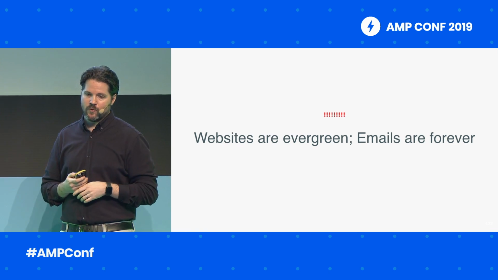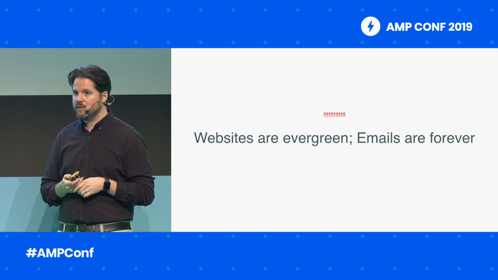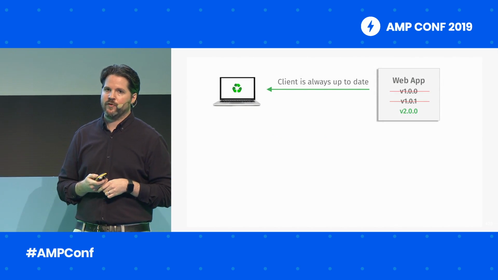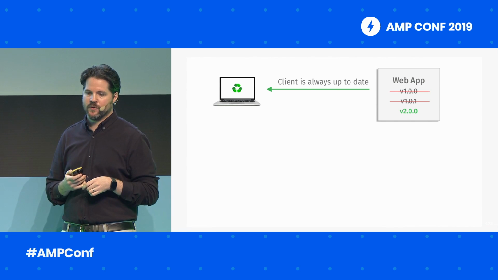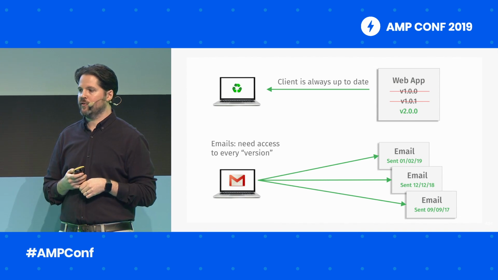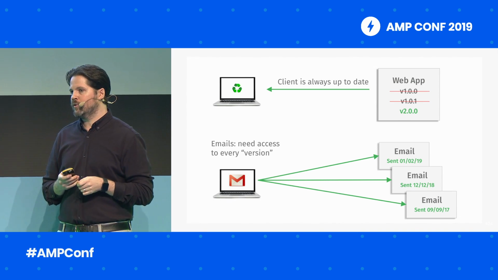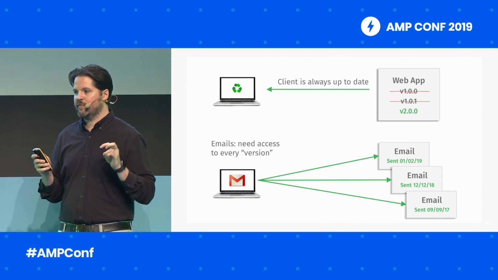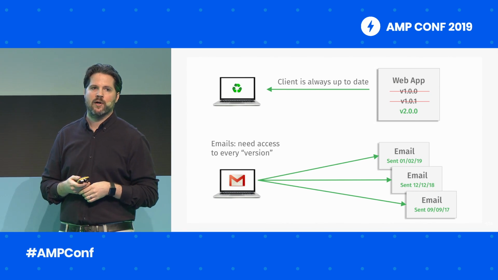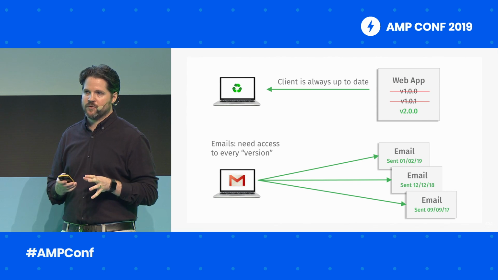Next topic is an important one. Let's take a moment to consider that websites are evergreen, but emails are forever. Web apps have the benefit of continuous delivery, so new features and bug fixes can be made instantly available to your users. But emails are different. Once you send an email, you are forever committed to this email as a fixed version because it's an email, and you can't change the front end of an email that you've already sent.